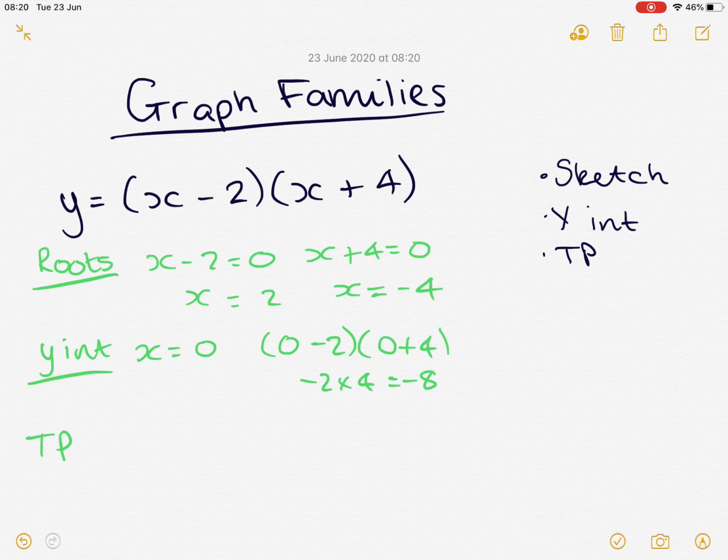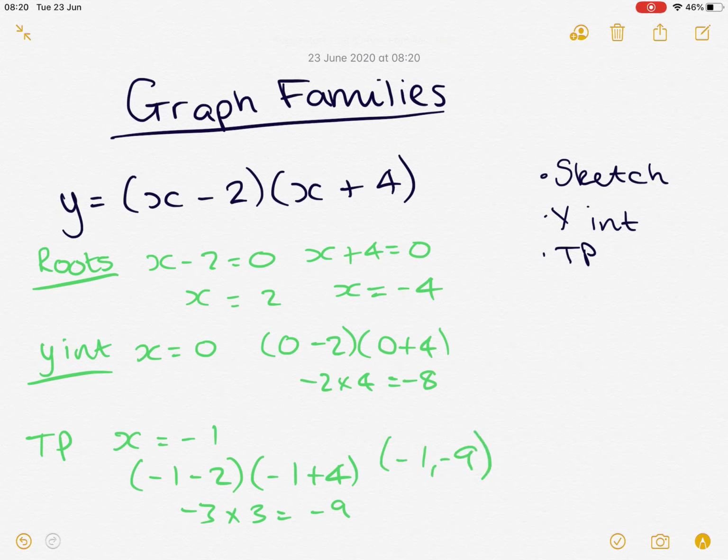So our turning point would be in the middle of our 2 and our negative 4. So if we add them, that would be 2 take away 4, so negative 2, and then half it, x equals negative 1. Alright, and then negative 1 take away 2, negative 1 plus 4, negative 3 times 3 equals negative 9. So we've got negative 1, negative 9. Alright, and then we can sketch it.